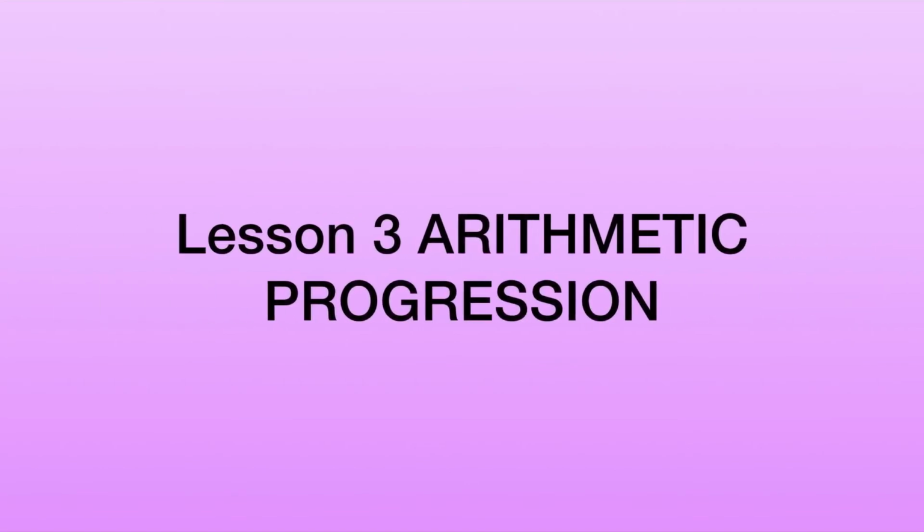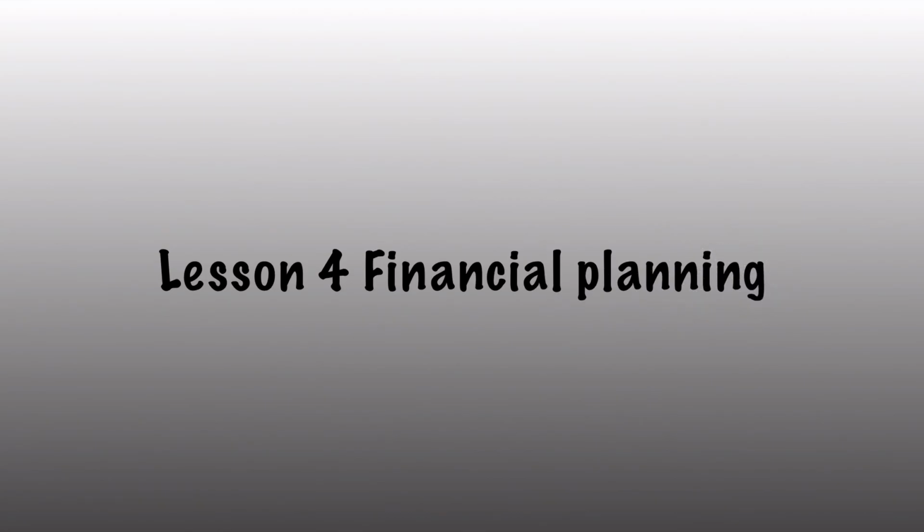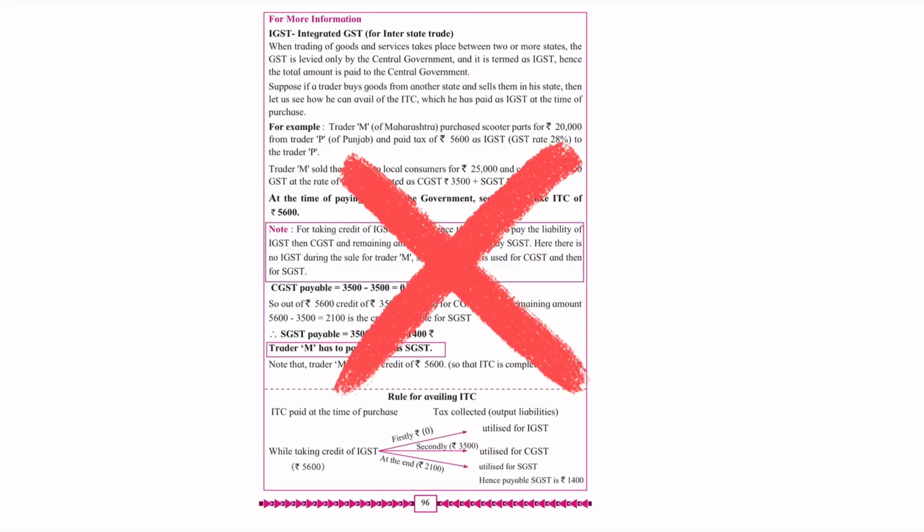Next we have lesson number 3, arithmetic progression. From arithmetic progression nothing is removed. The full chapter is there for your studies. Directly we have lesson number 4, financial planning. On page number 96, for more information, this is given.